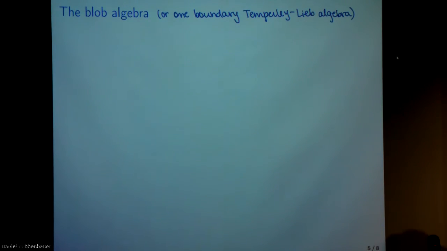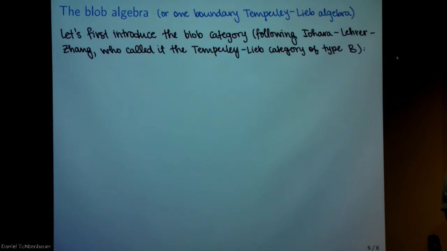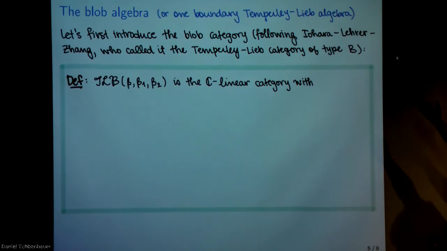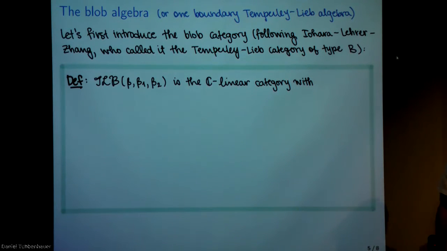And to do this, I'll first introduce the blob algebra, also sometimes called the one-boundary Temperley-Lieb algebra. And before that, given the name of this conference, I should at least introduce one category. So here it is. This is the blob category, but I'll be following Jóhara, Lehrer, and Zhang, who called it the Temperley-Lieb category of type B. But here it is. So it's TLB, depending on 3 parameters, beta, beta 1, beta 2.